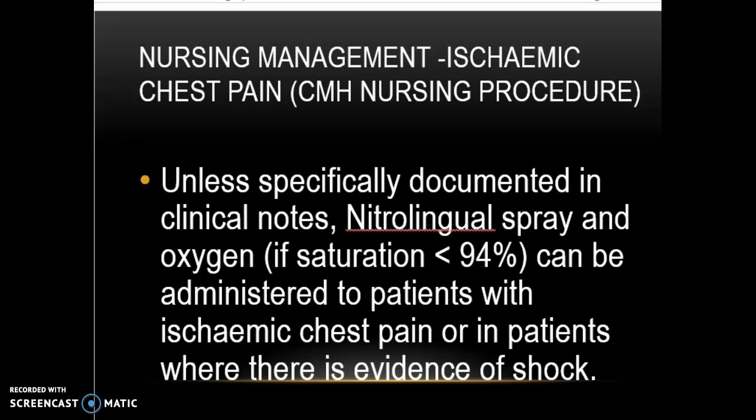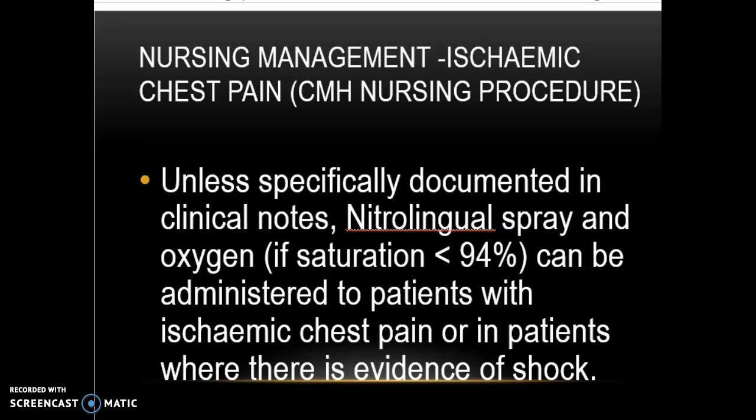So unless specifically documented in the clinical notes, nitrolingual spray and oxygen, if the saturations are under 94%, can be administered to patients with ischemic chest pain or in patients where there is evidence of shock. So after your OLDCART assessment, if you walk into a room and your patient says he has chest pain, first of all assess through your OLDCART assessment what type of chest pain is it? Is it indigestion? Is it caused from a pneumothorax? You can't just go on and immediately assume that the patient is having chest pain that is going to be relieved with cardiac drugs or cardiac management.